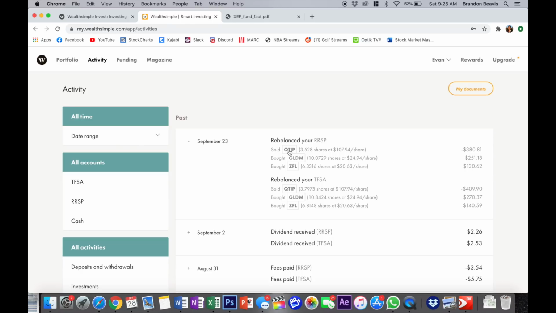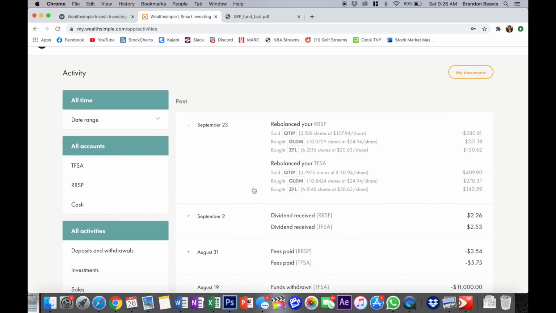But in this case, they sold QTIP, which is one of the funds. I know that's a funny name. And then they used those funds to go buy some GLDM. They bought some ZFL to get your portfolio back on balance. Because as you'll learn when it comes to investing, all the investments are growing at their own pace. It does call for rebalancing. And this is a prime example of a rebalance that took place.